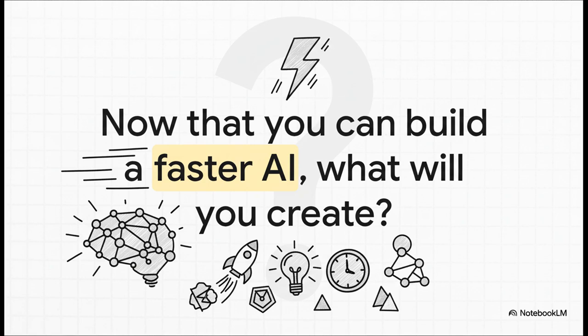So, that's a wrap. We've seen that AI speed isn't a nice-to-have, it's a must-have. By understanding the why behind the slowness and using these key techniques, you can build experiences that feel incredibly intelligent and instant. So that just leaves one final question. Now that you know how to build a much faster AI, what are you going to create?